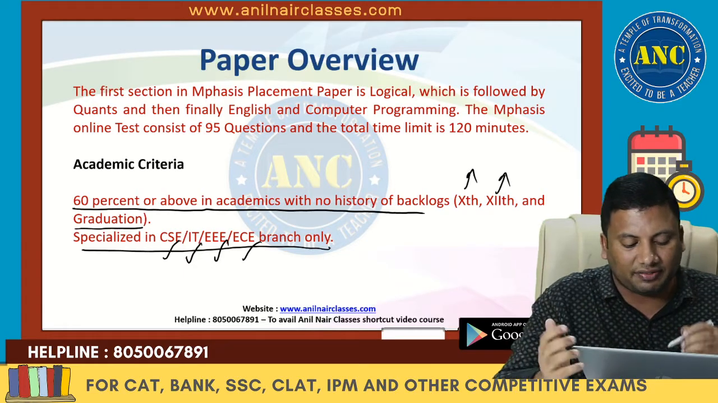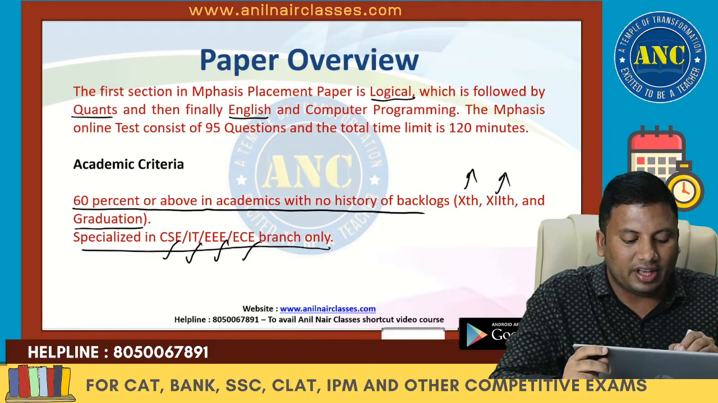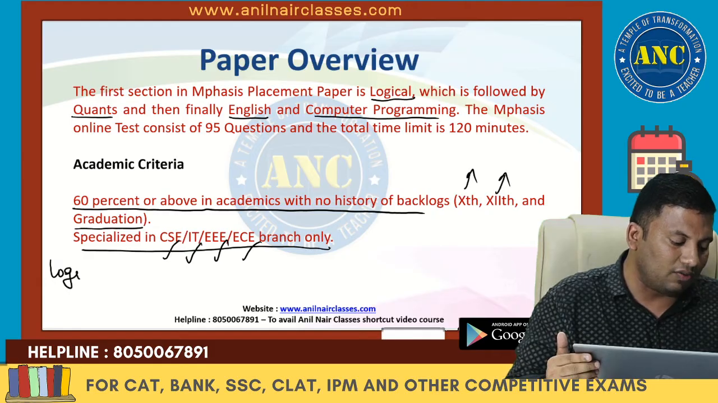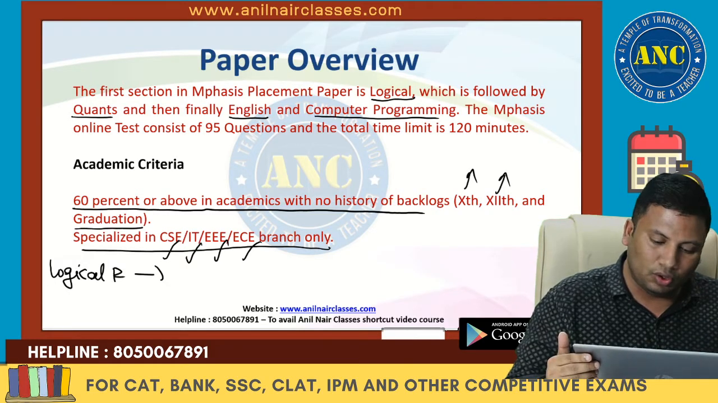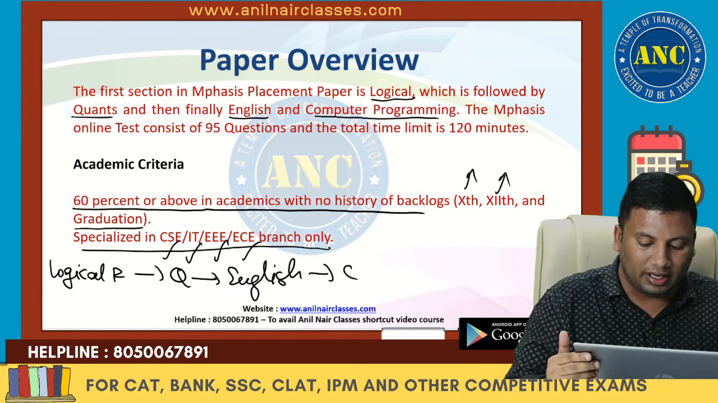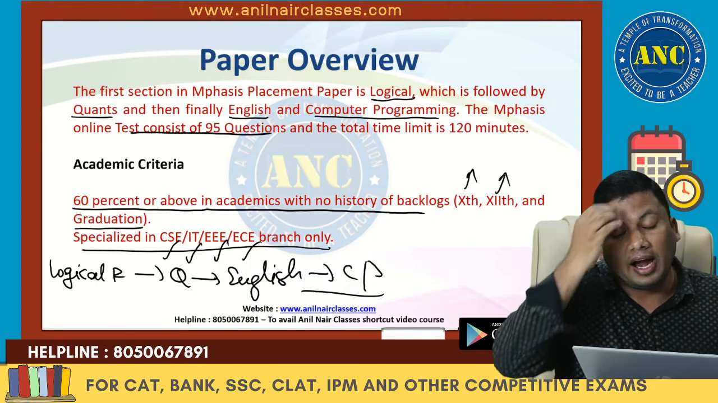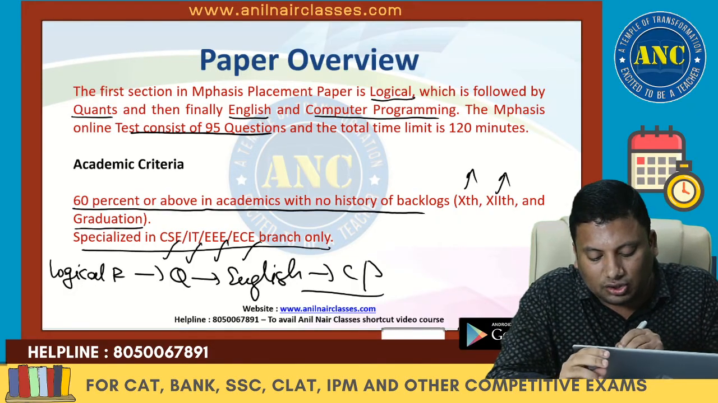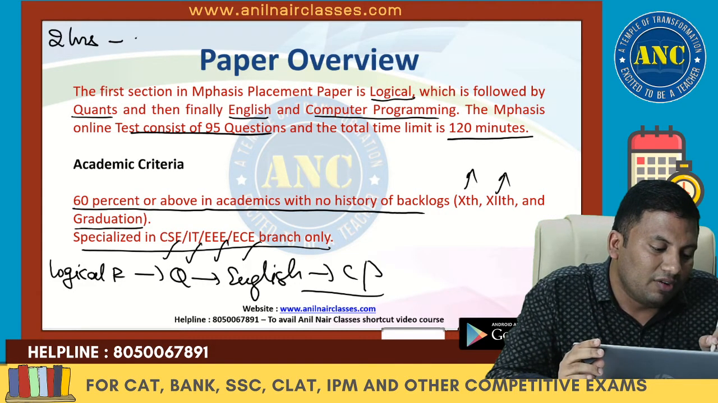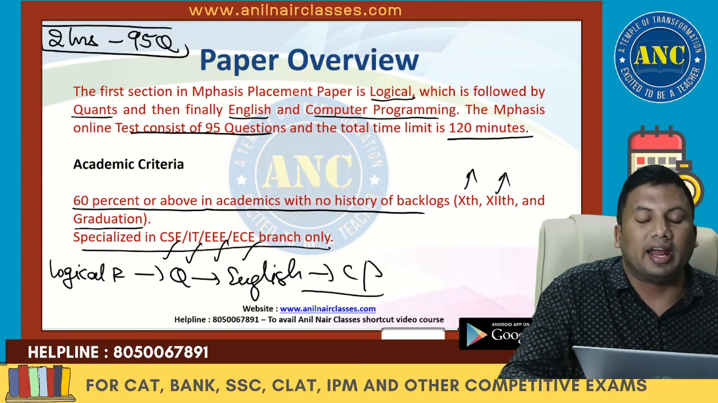Generally the written test first will have a logical reasoning section, then quant section, then English section, then computer programming. Section 1 will be logical reasoning, section 2 will be quant, section 3 will be English, and section 4 will be computer programming. Total 95 questions are there in this paper, and the total time allocated for a student is 120 minutes. Mphasis paper is of 2 hours, where a student's ability in 4 sections is checked using 95 questions.